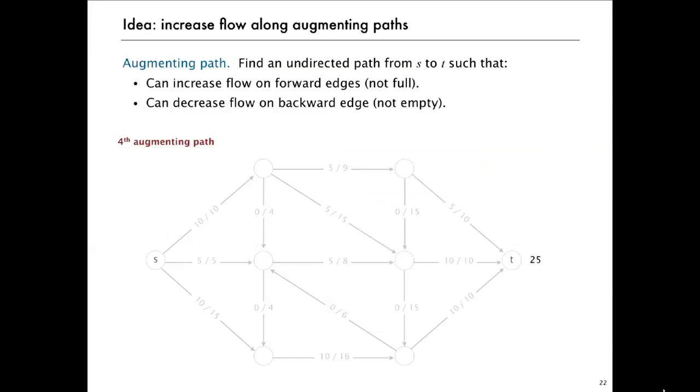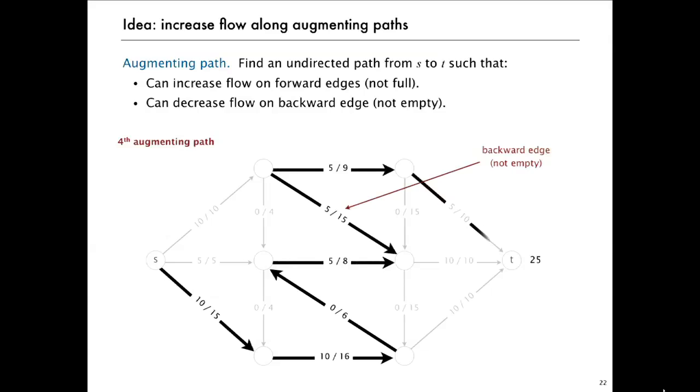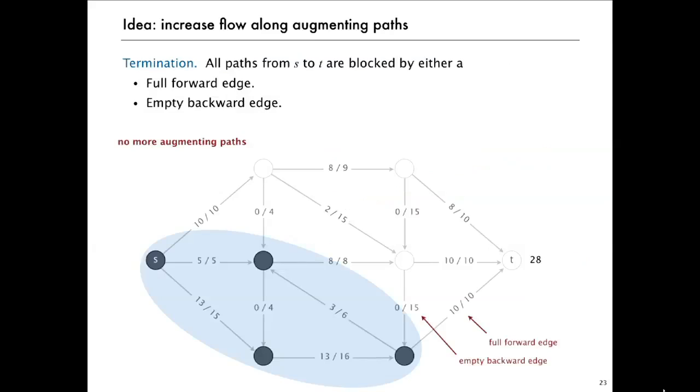So in this case, there's one more augmenting path. Okay, and that's forward, forward, forward, forward, backwards along that one again, and then forward, forward. And then what's the maximum amount we can push through? In this case, this one's got 5 in it, and it's got a capacity of 8, so we can put 3 more units of flow through this network. And now we have 28 units of flow going through the network.